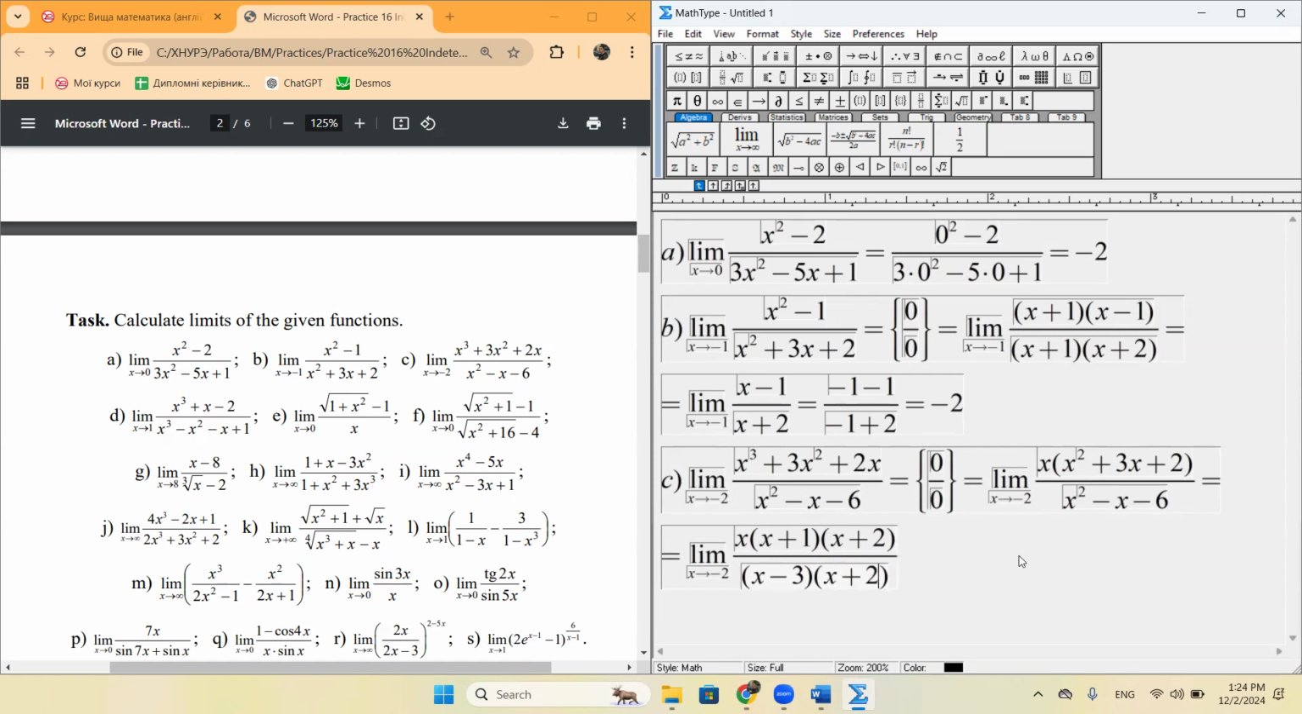Let me double check. So x to the power of 2, so 3 minus 3 plus 2 minus 1, so minus x and minus 6. And now let's cancel x plus 2. So what we can eliminate?